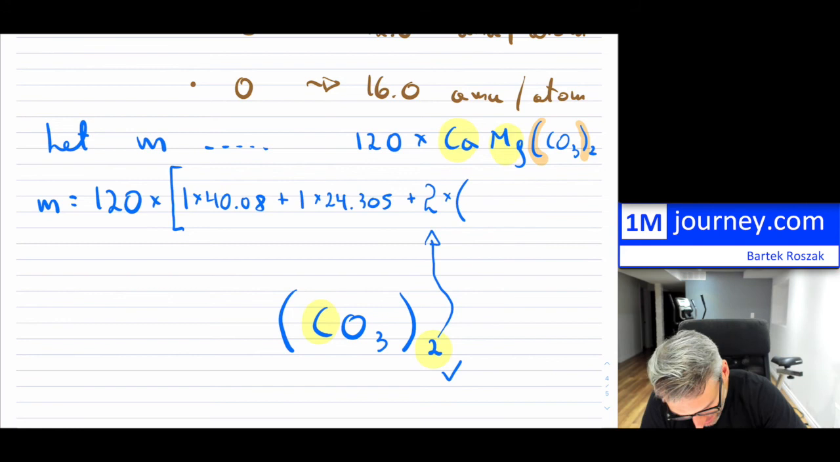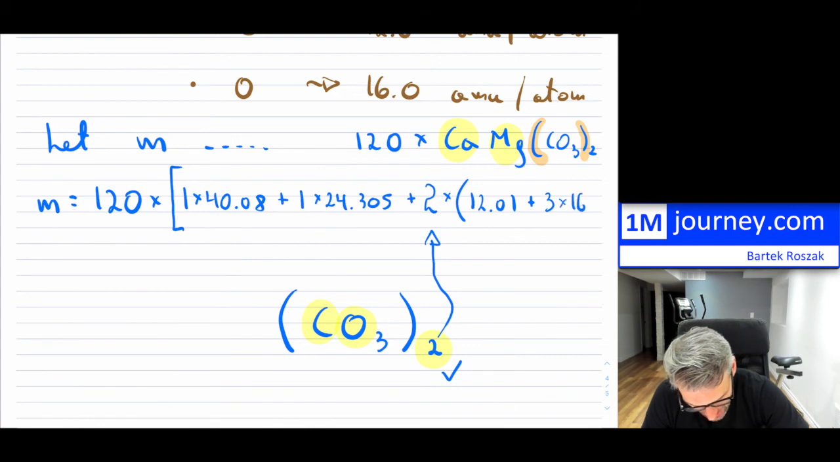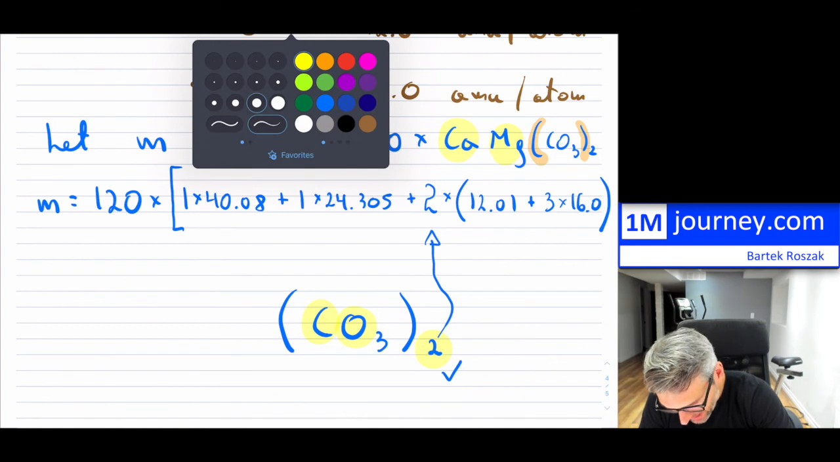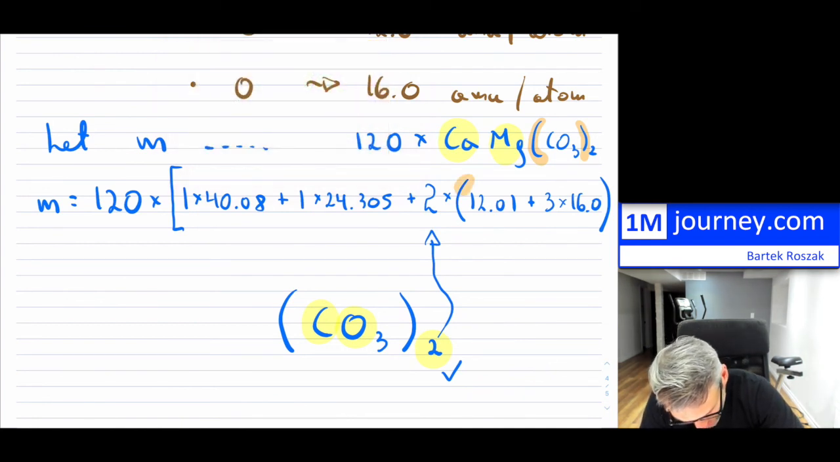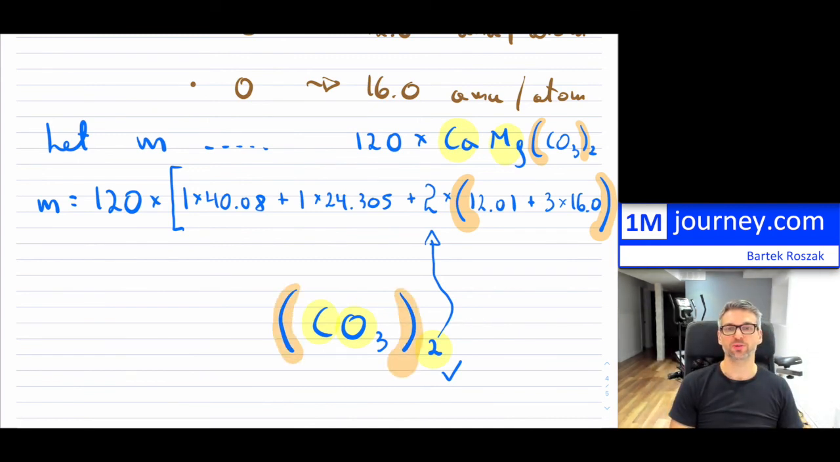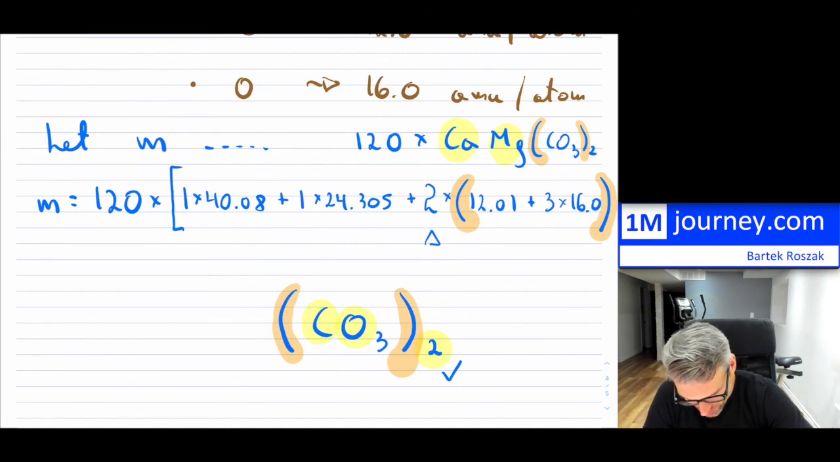I'm just going to write it, instead of saying 1 times, I'm just going to write 12.01. Plus, how many of those oxygens do I have in there? I have 3 of them. So it's going to be 3 times 16. And I'm going to close the bracket. That bracket that you see there, okay, so this bracket right here, is that bracket around. The 2, the subscript, goes in front and it multiplies the entire thing. That's how you would actually try to set it up.